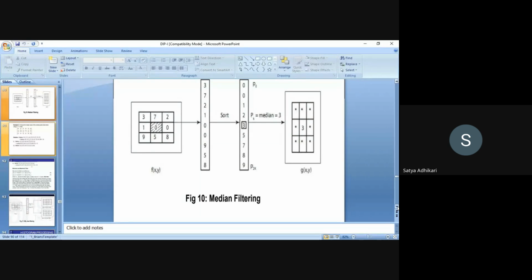You see the neighborhood values 3, 7, 2, 1, 0, 0, 9, 5, 8. The other 8 values are its neighbors, and we take all 9 values: 3, 2, 3, 7, 2, 1, 0, 0, 0, 9, 5. Now I am going to find its median. It is simple. First we have to sort, arranging in either descending or ascending order. In ascending order, 0 is the first value, the minimum, then 0, 1, 2, 3, 5, 7, 8, 9. There are 9 values, so 9 plus 1, 10 by 2, the fifth one is the median. That is 0, 0, 1, 2, 3. 3 is the median.